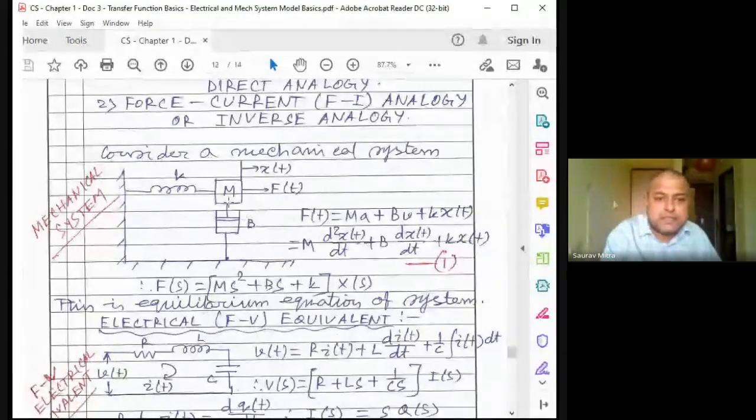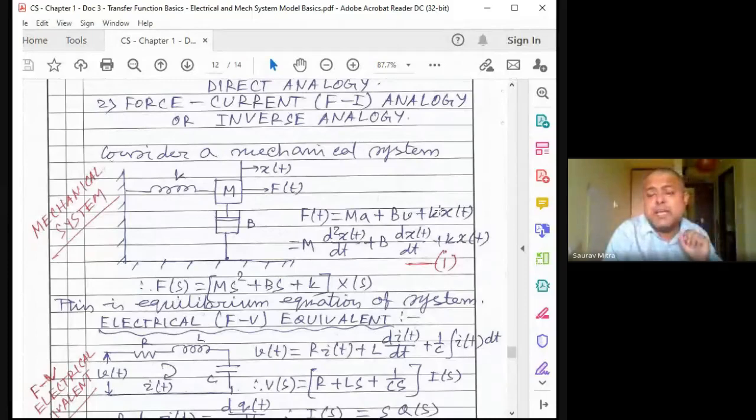So Ft is the force given. Now this force is doing three things. Whatever we do in an electrical circuit, whatever voltage we give, it creates three voltage drops: voltage drop across the inductor, voltage drop across the capacitor, voltage drop across the resistor. So the same way, the force we give in a mechanical circuit creates displacement in three components. First is the displacement across the mass, second is the displacement across the damper, and third is the displacement across the spring.